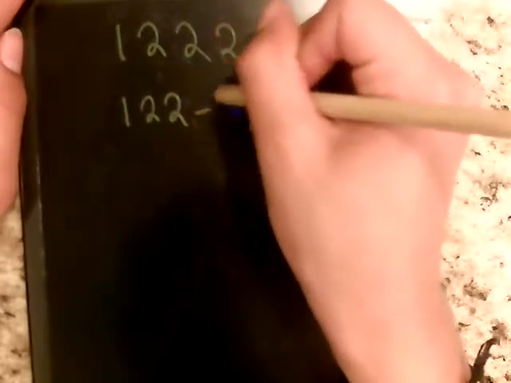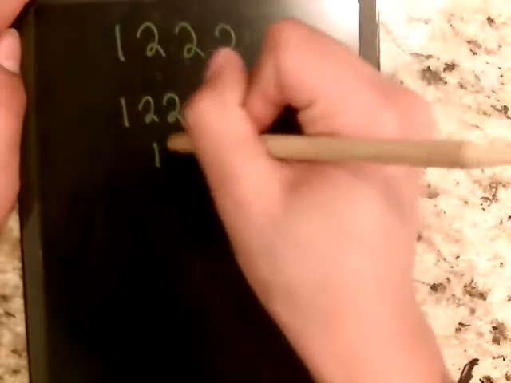26, 1,222. So 1,222, you do 2 times 14 equals 28, and then 122 minus 28 equals 94. And 94 is recognizably 47 multiplied by 2, so 47 works as well.